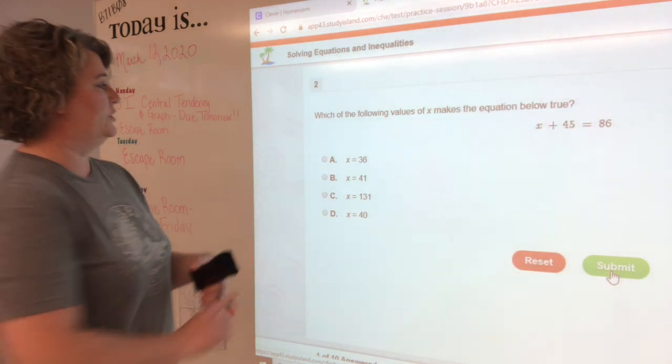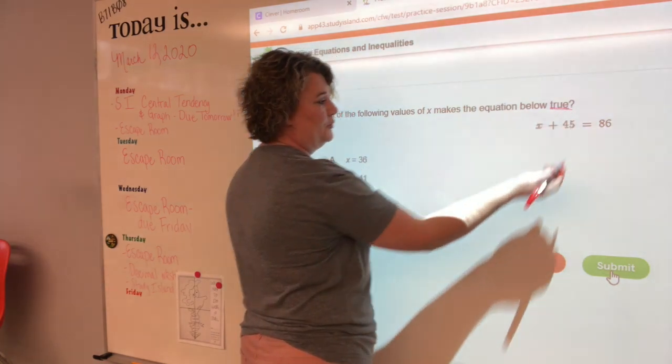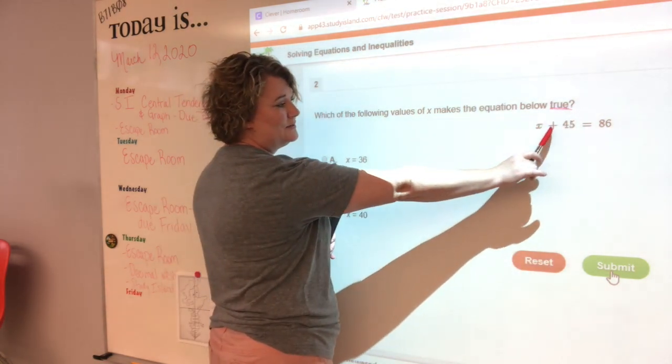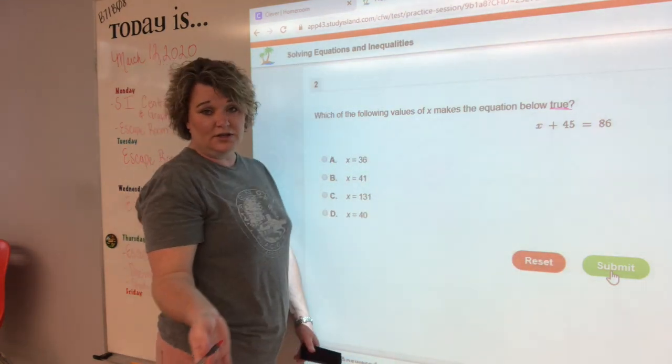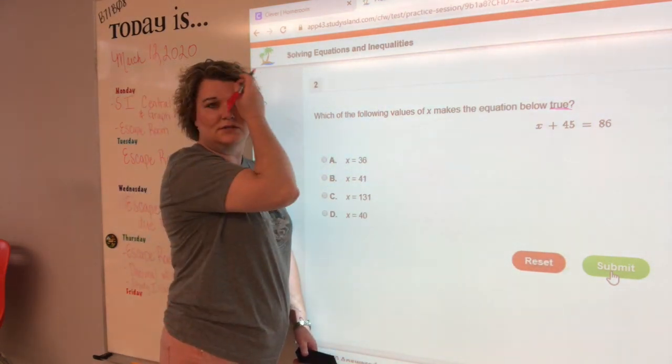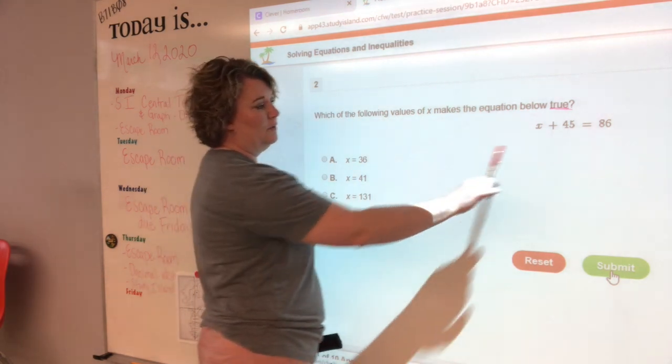Same deal. Which of the following values of x make the equation below true? There's that true word again. And there's my x plus 45 needs to equal 86 this time. And not all these are going to be plus. Some of these are going to be division. Some of these might be subtraction. I don't know what we're going to get into. But right now we're adding.